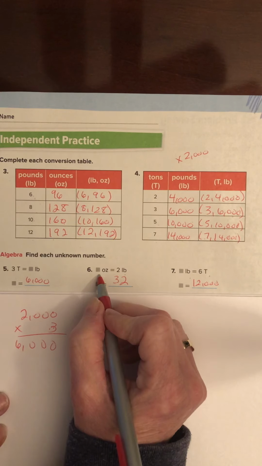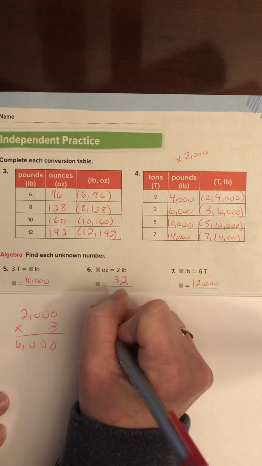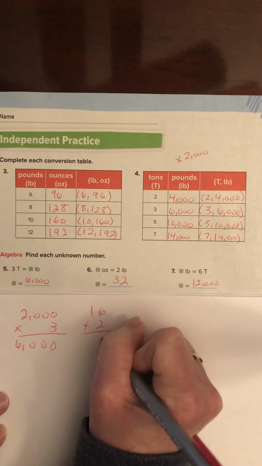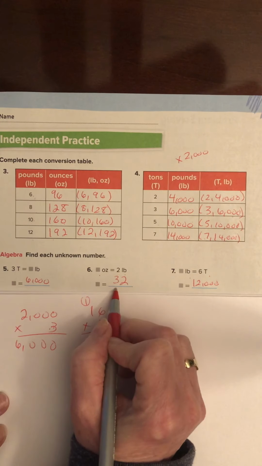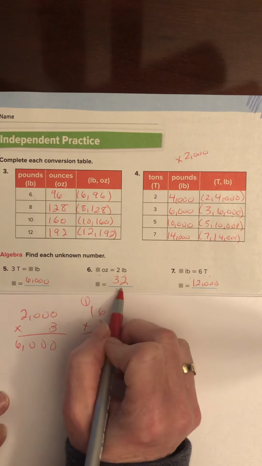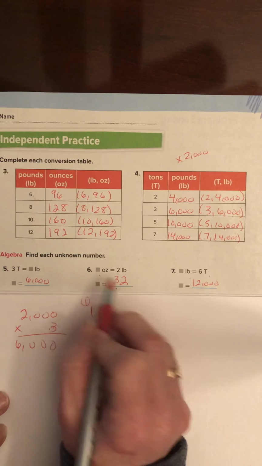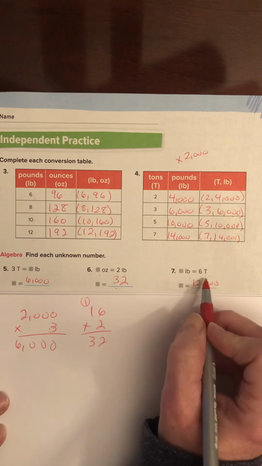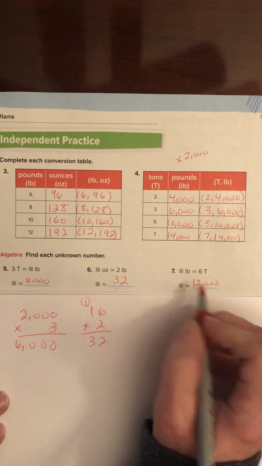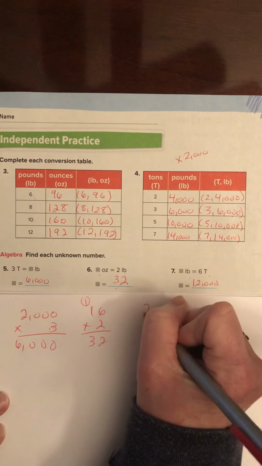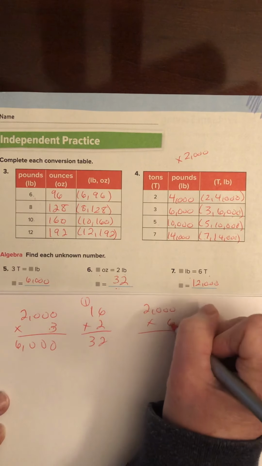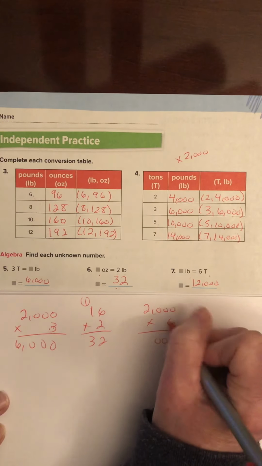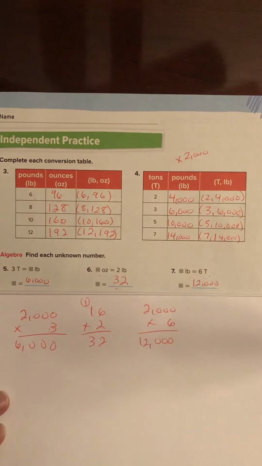There are 16 ounces per pound, so 16 times 2, 12, 2 times 1 is 2, plus 1 more is 3, 32. So there are 32 ounces in 2 pounds, okay? I have 6 tons and I want to go to pounds, so I'm doing 2,000 times 6, again it's 0, 0, 0, 6 times 2 is 12,000.